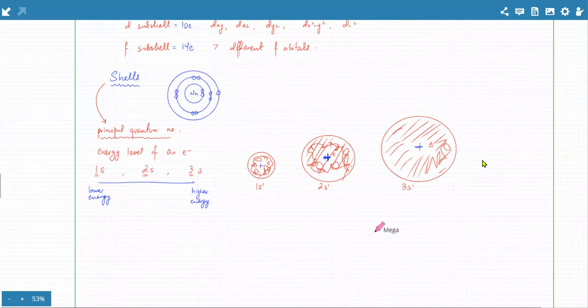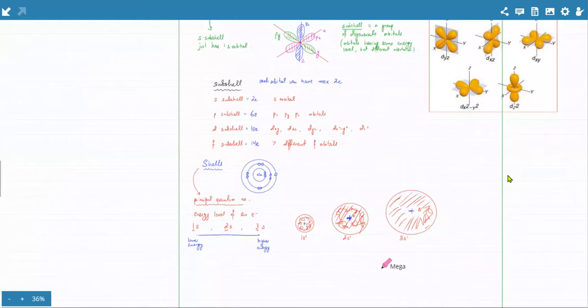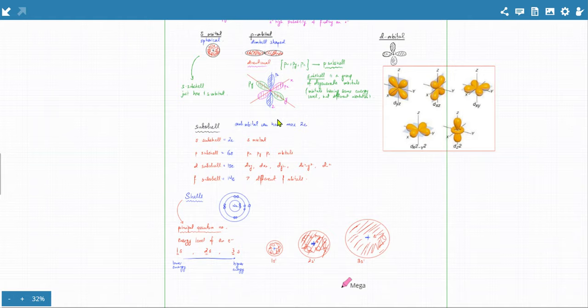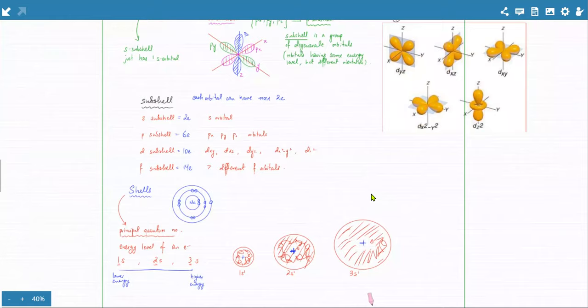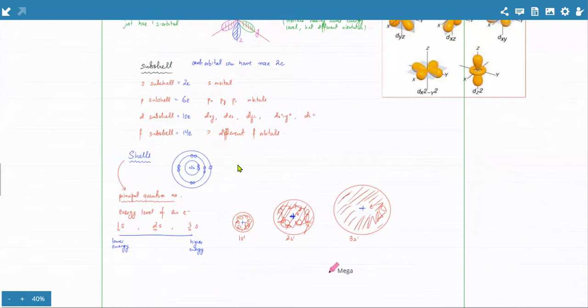Okay, so next class, we're going to learn how to actually fill electrons. Like if sodium has 11 electrons, in which orbitals would those 11 electrons go? Which orbitals would they occupy? Because you have so many orbitals. You have d orbitals, p orbitals, s orbitals. So if sodium has 11 electrons, where would those electrons end up? In which subshells would they go? And what energy levels, what shell numbers would they have? Would they be energetic or not? How are we going to discuss all of that? Okay?